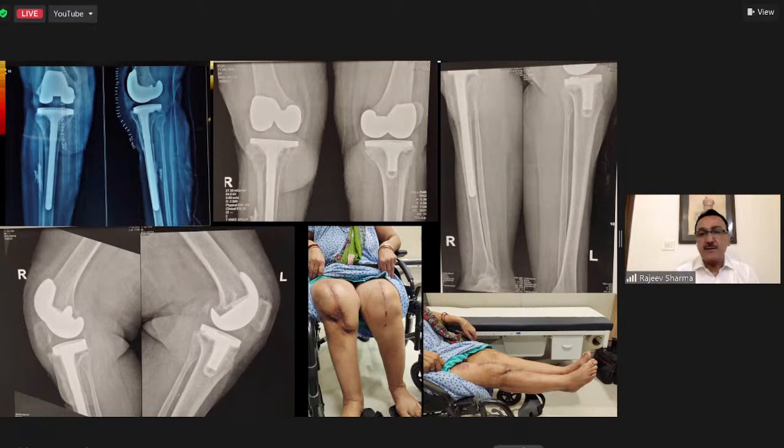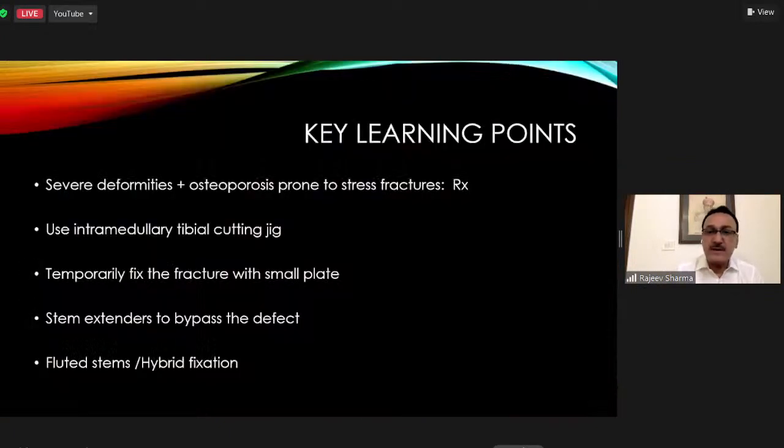Right. And just for the younger colleagues, when you put this, a very well fixed, thick stem, be careful that these kind of patients can have another fracture in the post-operative phase. So one has to be careful for that. Thank you so much, Mridal.